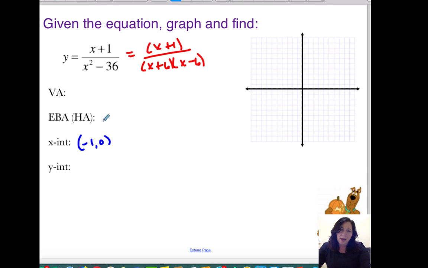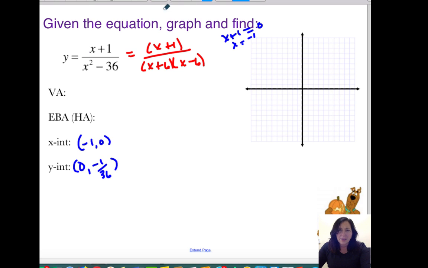If you're not sure how to find that, you just take that x plus 1, the numerator, and set it equal to 0. You'll get x equals negative 1, which is right here, and then 0. The y-intercept is going to be 0, comma, right? So when you set x equal to 0, these are gone here, and what's left is negative 1 over 36.